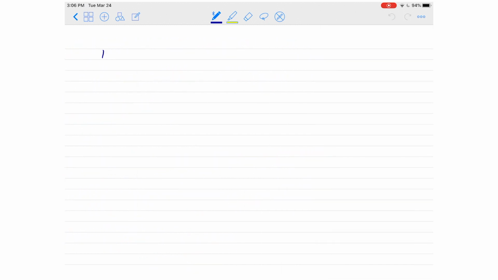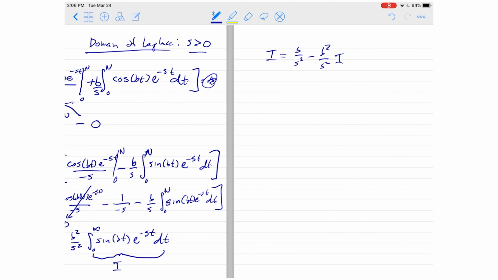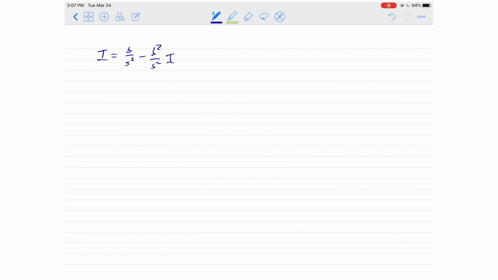So we have essentially I is equal to b over s squared minus b squared over s squared I. And let me just double check before I run with that. Yes, that's what we got. Okay, so now let's just solve for I. This tells us that we get 1 plus b squared over s squared times I, moving this guy over to the left, and this is equal to b over s squared.